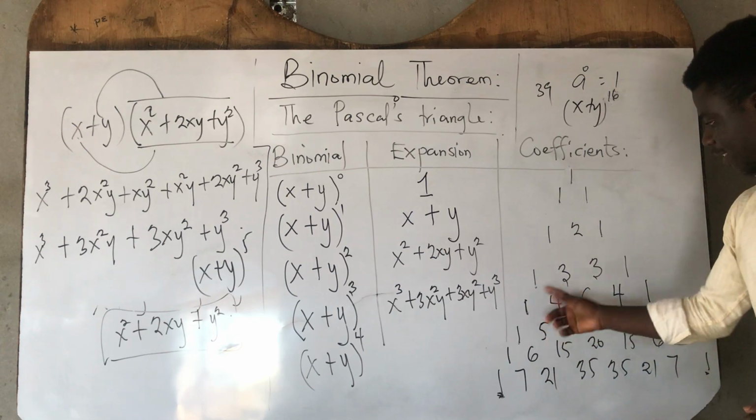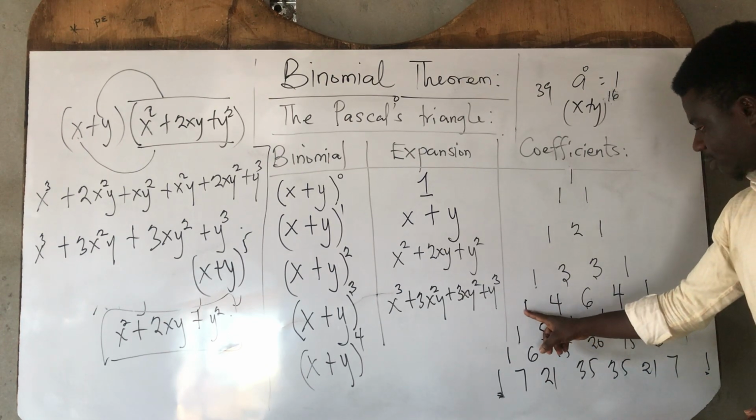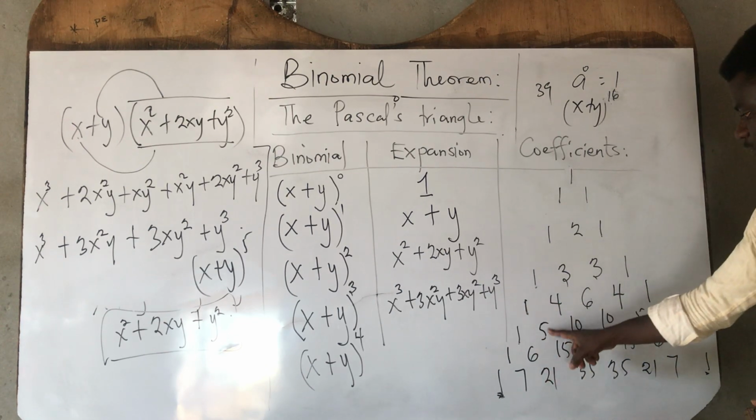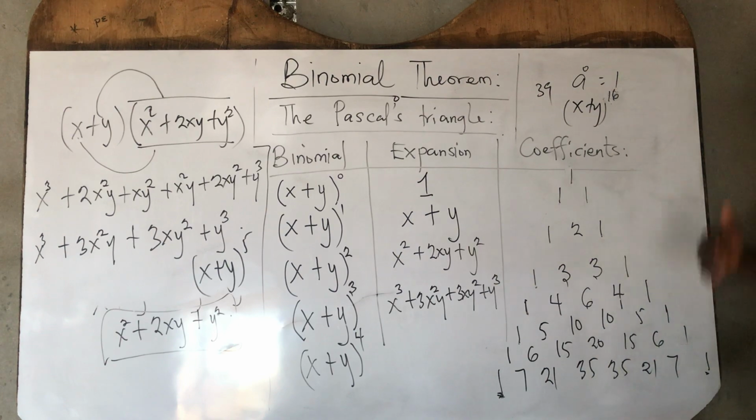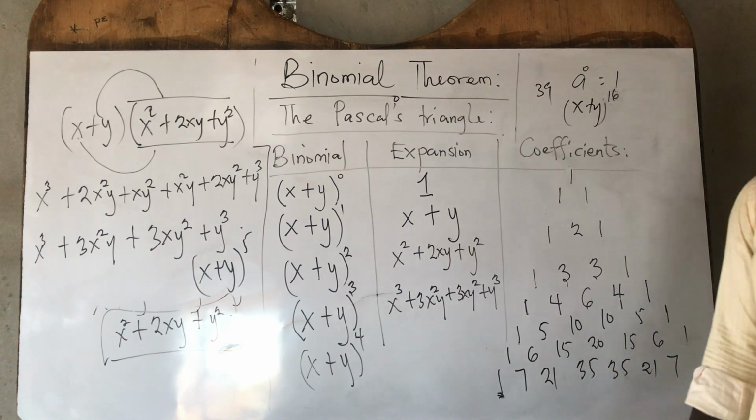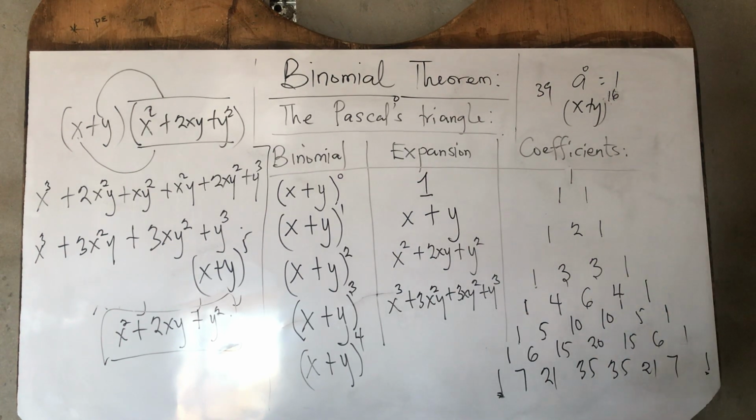Then here we can get another one. 1 plus 0, 1. 1 plus 4, 5. 4 plus 6, 10. 6 plus 4, 10. 4 plus 1, 5. 1 plus 0, 1. So you can generate it yourself, right? It's very, very simple. So watch it very carefully.